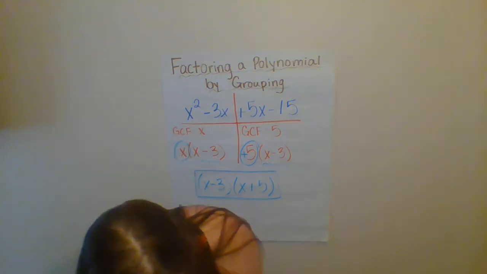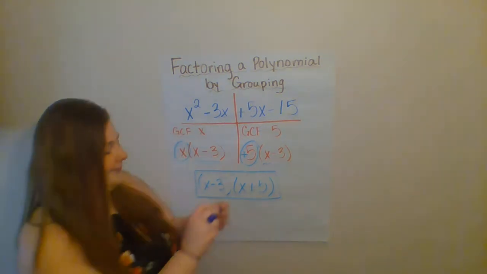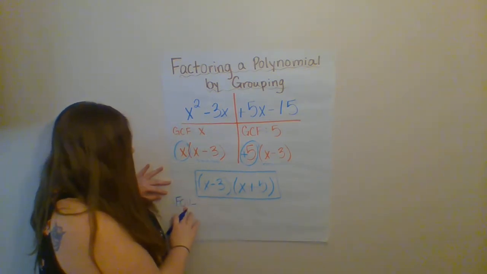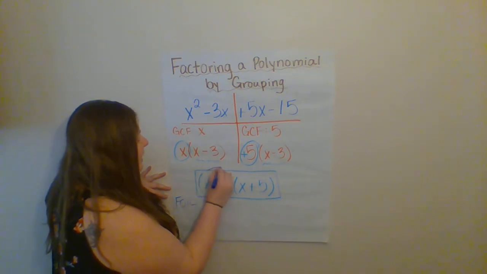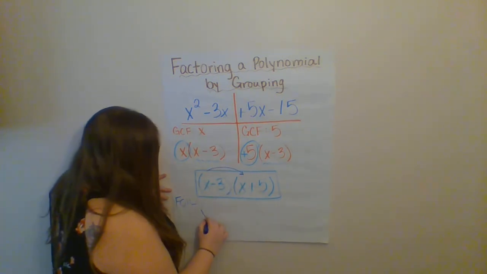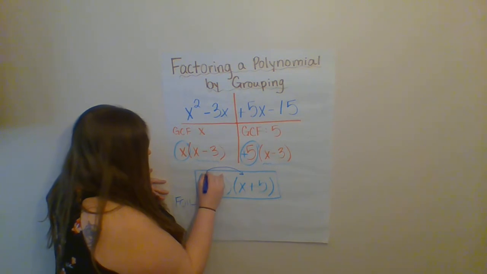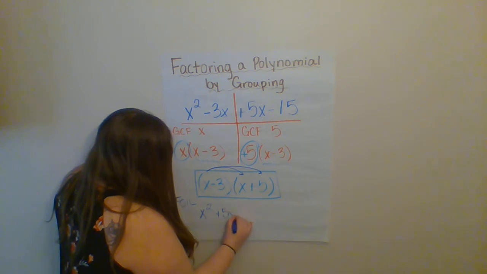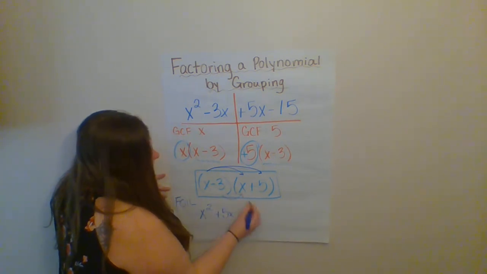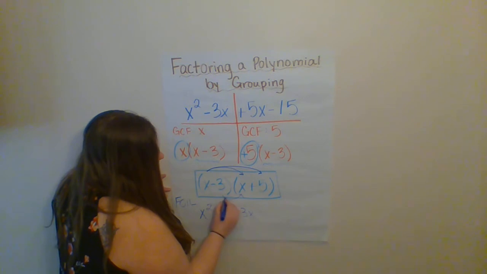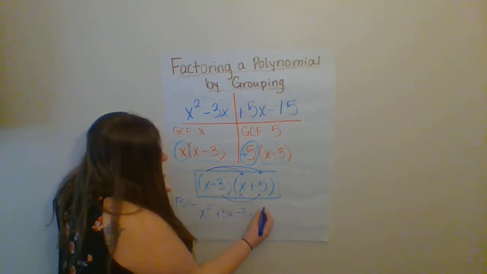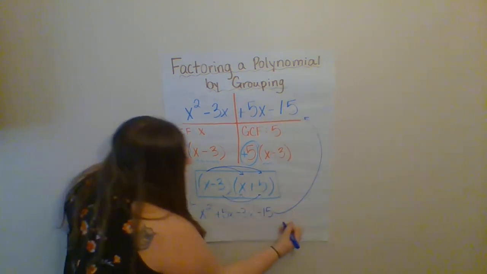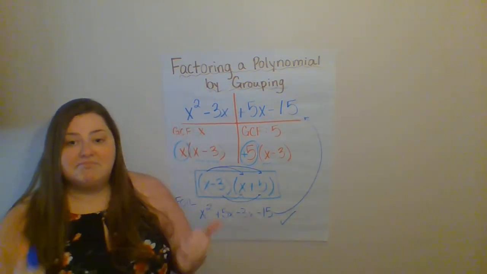Now we can also check this by FOILing it out. So let's check it. FOIL stands for first, outer, inner, last. So our first would be x times x is x squared. Our outers are x times 5, so plus 5x. Our inners are negative 3 times x, so minus 3x. And our last is negative 3 times 5, so minus 15. This matches up with that in a different order, but we're still good.